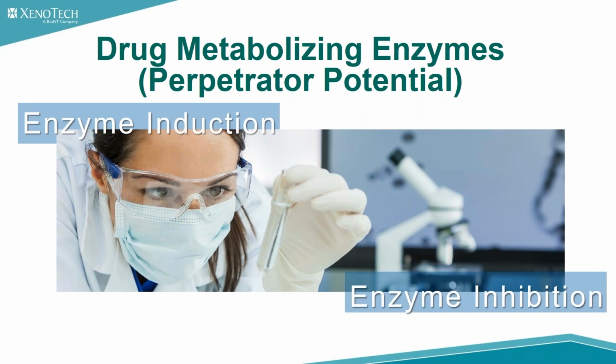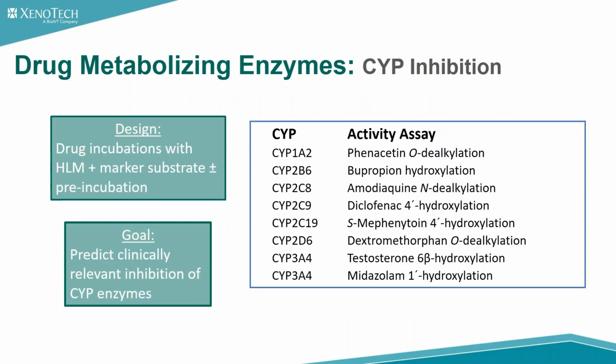Now, moving on to the drug metabolizing enzymes. There are two study types, which are inhibition and induction studies, and they're conducted to determine the perpetrator potential of the drug being investigated. Now, historically, there are more victim drugs that have been withdrawn from the market than perpetrators, although we'll see an example counter to that here shortly.